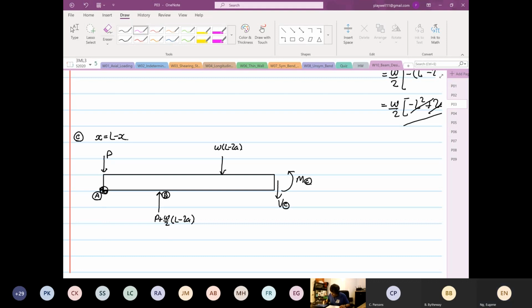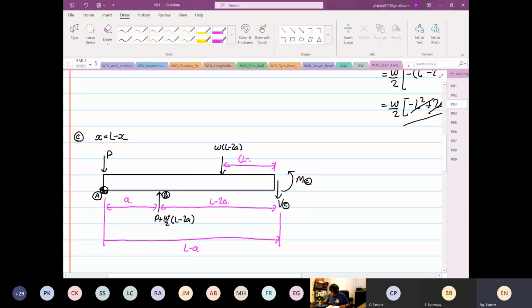So from here to here, especially at this point, we know that this is L minus A. Okay. And the distance from here to here is A. The distance from here to here is L minus 2A. And then from here to here is bracket L minus 2A divided by 2. Okay, so there's a lot of stuff involved over here.